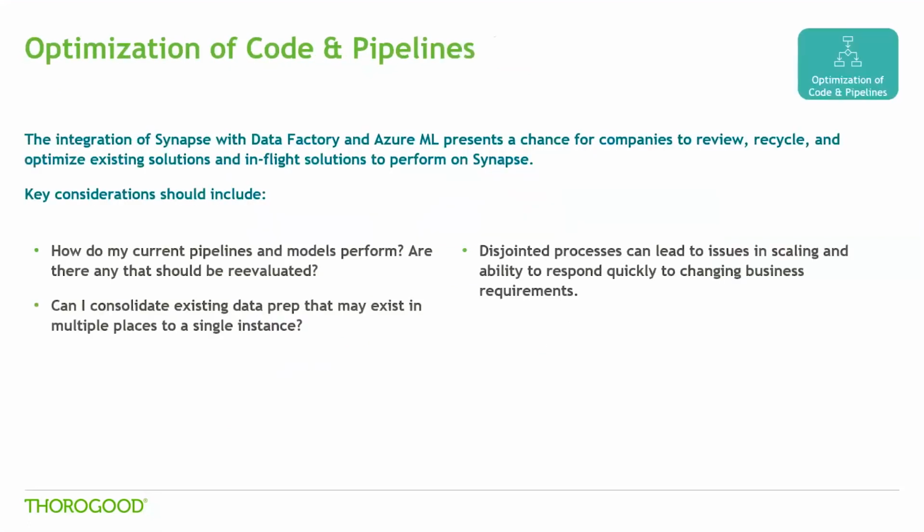So the first one that I'm going to speak to is the optimization of code and pipelines. If we think about what Synapse is doing, it's bringing together tools like Data Factory and Azure ML, and this is going to present a huge opportunity for companies to review anything that I have that's already existing, potentially recycling it, because what we have seen at a number of our clients within the industry is that a lot of times there are going to be redundant pipelines out there because that's just the way it is.